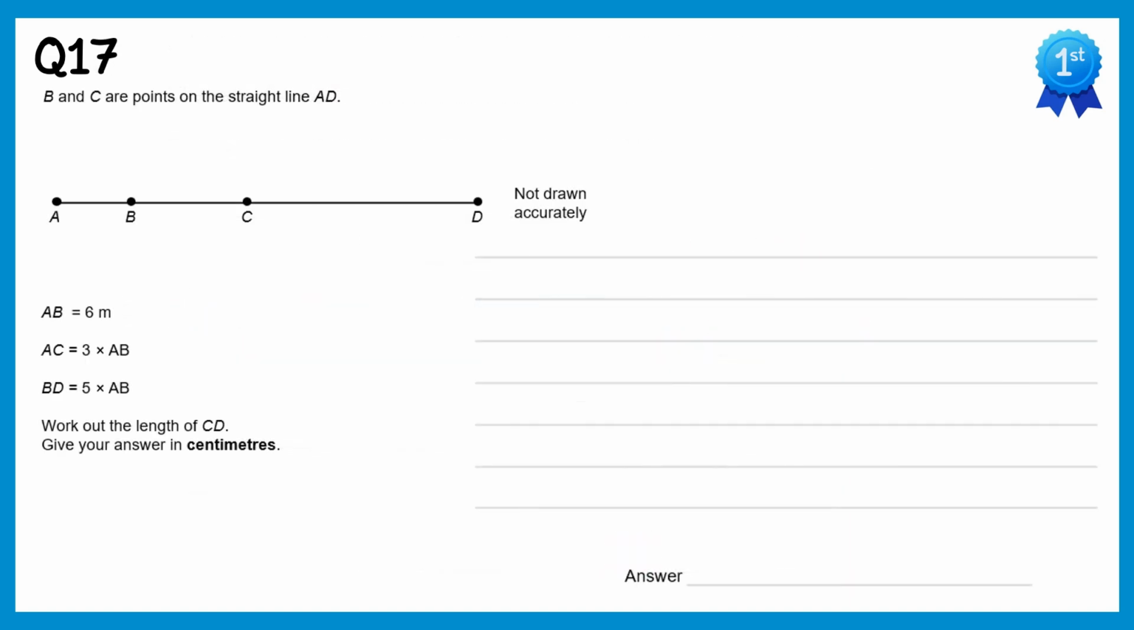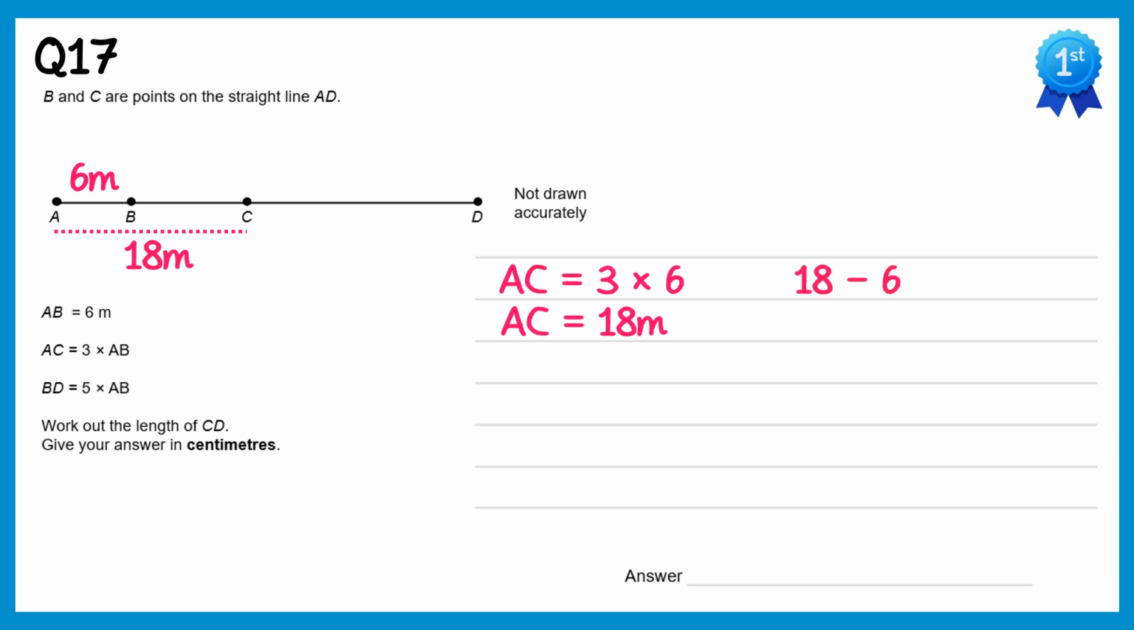In this question we're told that AB is 6 meters, so let's add that to the diagram. We're then told that AC is 3 times AB, so if AB is 6, AC must be 3 times 6, which is 18 meters. So we know that AC is 18 meters. Now using this information we can work out the length of BC, since AB and BC must add together to make 18. So if we do 18 take away 6, we find that BC is 12, so we can add that to the diagram.